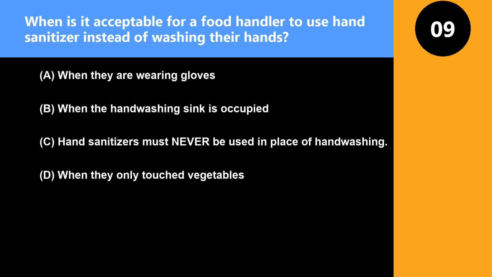Question 9. When is it acceptable for a food handler to use hand sanitizer instead of washing their hands? Option A. When they are wearing gloves. Option B. When the hand-washing sink is occupied. Option C.